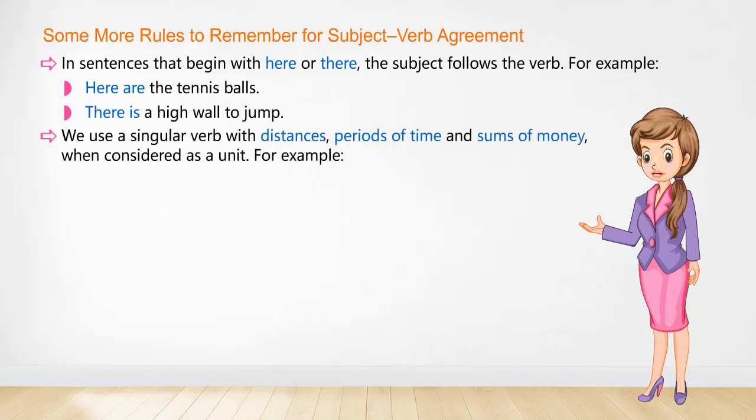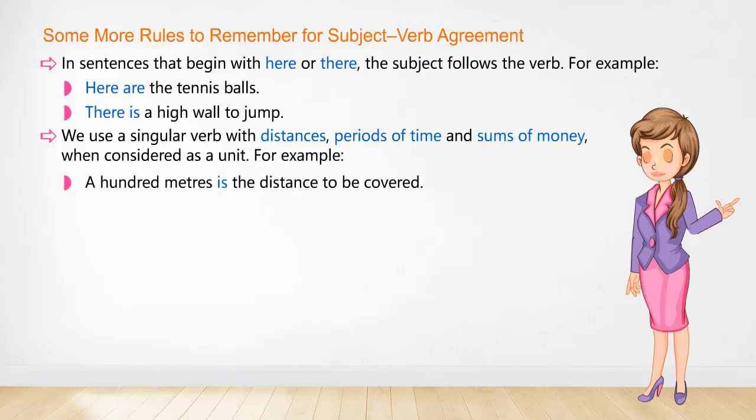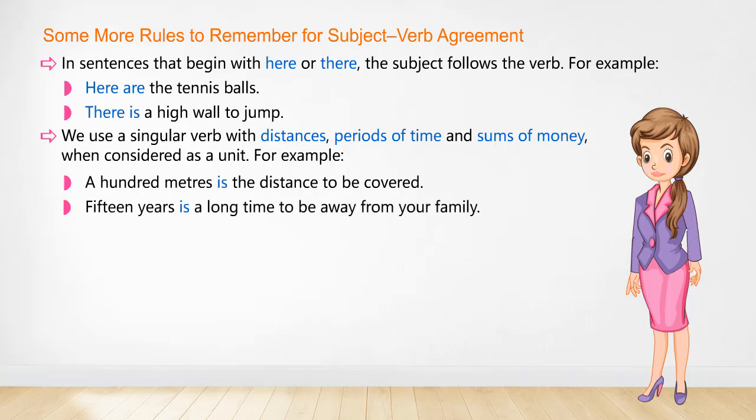We use a singular verb with distances, periods of time, and sums of money when considered as a unit. For example, 100 meters is the distance to be covered. 15 years is a long time to be away from your family.